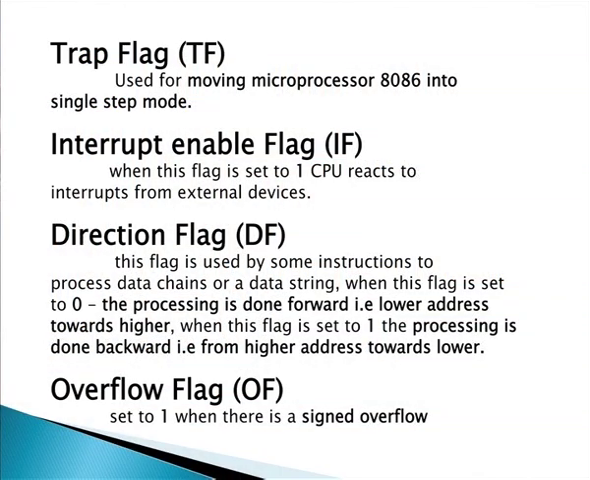Now, we come to the direction flag. This flag is used by some instructions to process the data chain or the data string. When this flag is set to 0, the processing is done in the forward direction, that is, lower address towards the higher address, and when this flag is set to 1, the processing is done in the backward direction, that is, from higher address towards the lower address.